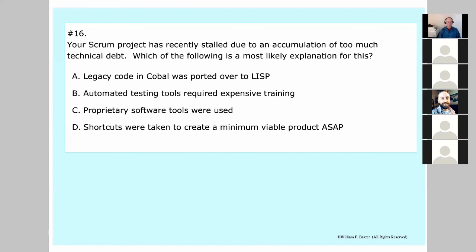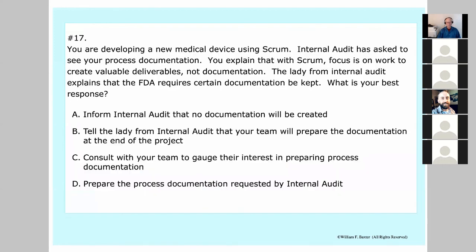A is heroic assumptions. Who knows what languages we're using? And in B, maybe automated tools were expensive, but that doesn't really line up with the question anyway. And C either. I mean, you have to make assumptions to get those to make any sense at all. So D is a straightforward, plausible scenario that's consistent with the question. All right, next.